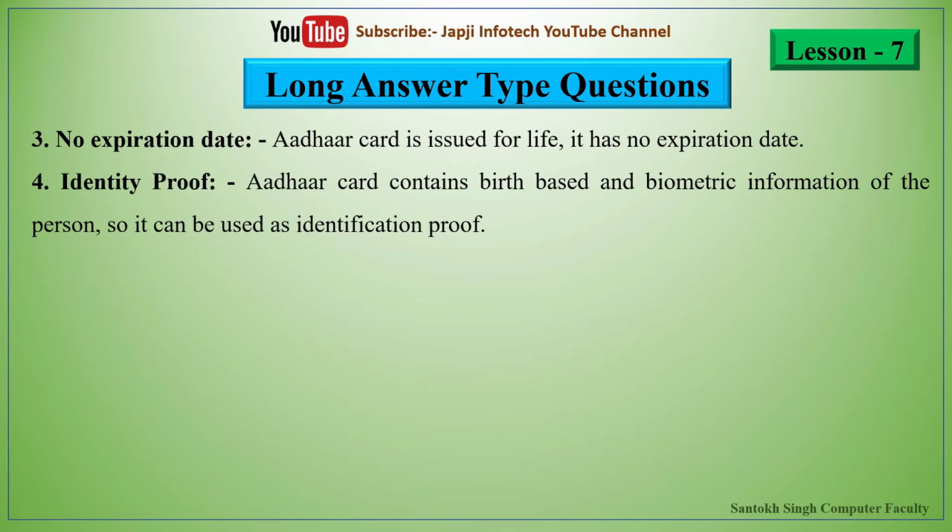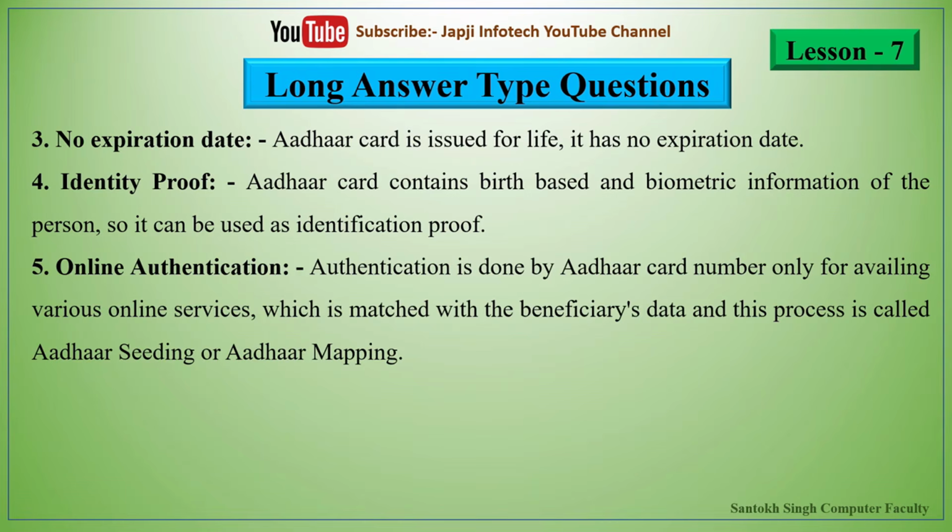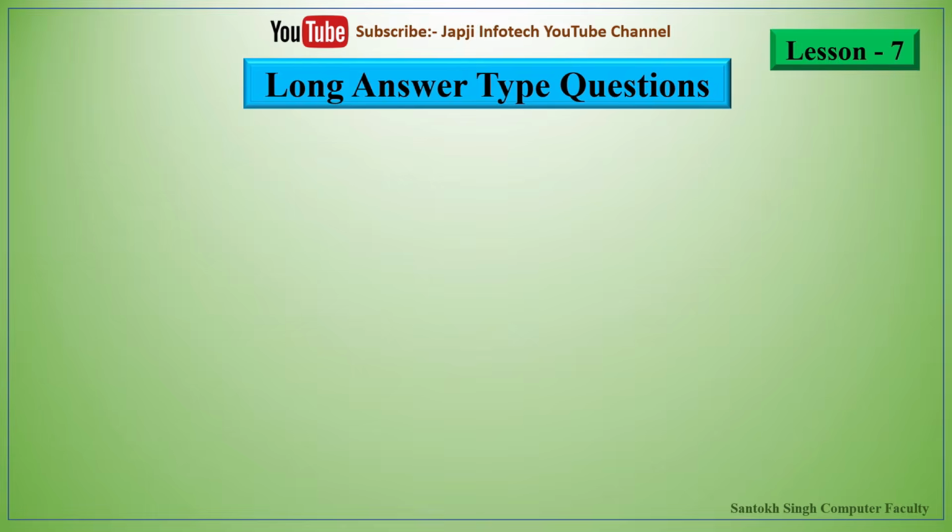Fourth one is identity proof. Aadhaar card contains birth-base and biometric information of the person, so it can be used as identification proof. Fifth one is online authentication. Authentication is done by Aadhaar card number only for availing various online services, which is matched with the beneficiary data, and this process is called Aadhaar seeding or Aadhaar mapping.